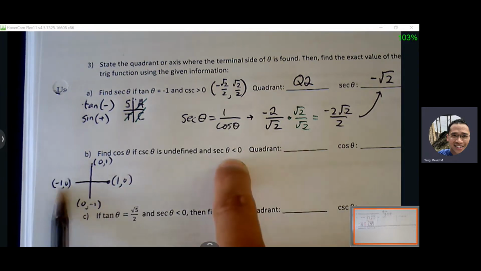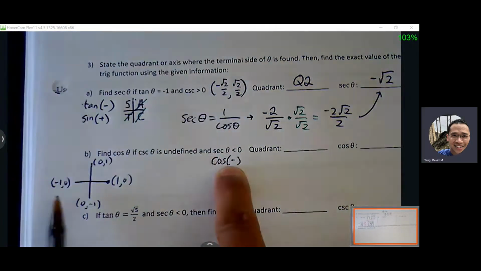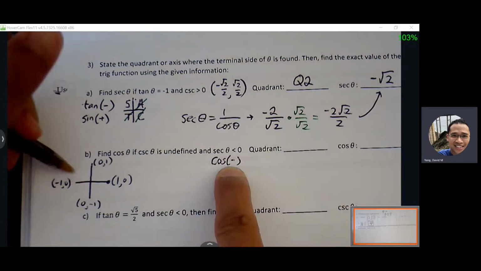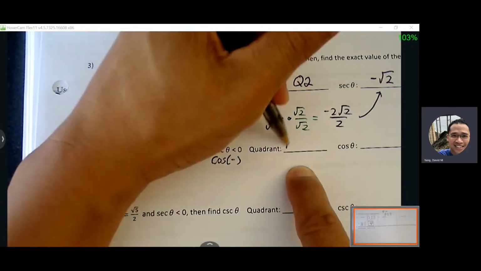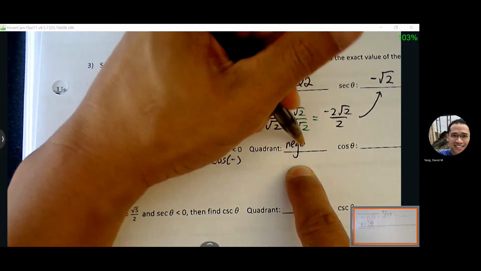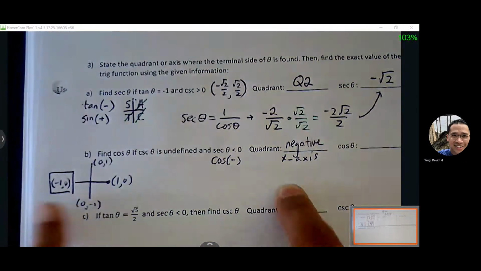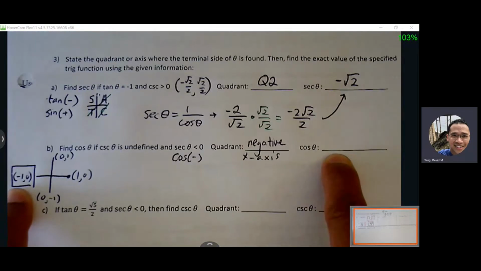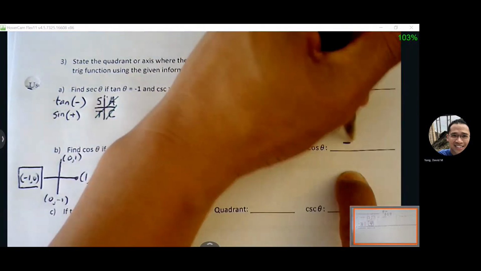And then I know that secant is negative. In other words, cosine is negative. My x is negative. So I know it has to be this ordered pair. This is a negative y axis. Sorry, negative x axis. So now that I know my ordered pair, what's cosine of theta here? -1.